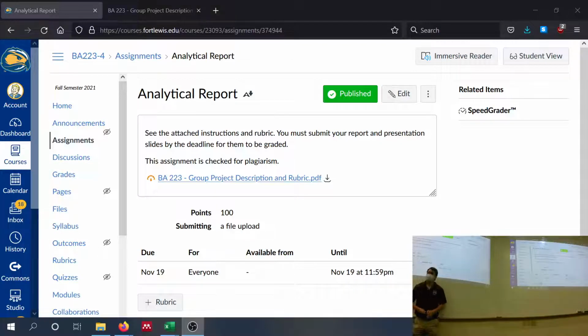So today is all about the analytical report. If you see inside of Canvas, you should be able to go to assignments, you should be able to get the rubric and the description. So in my opinion, the description does a pretty good job at going through everything.